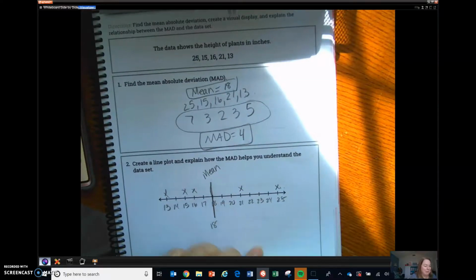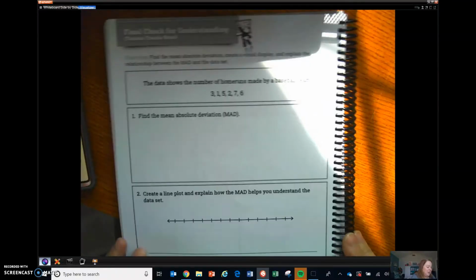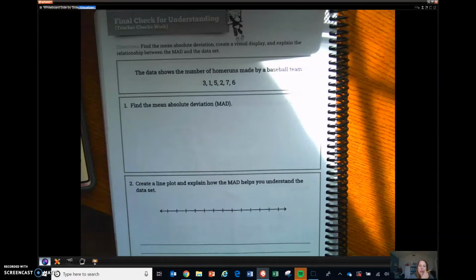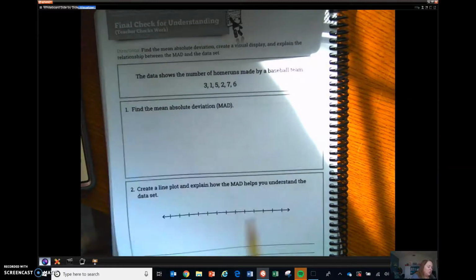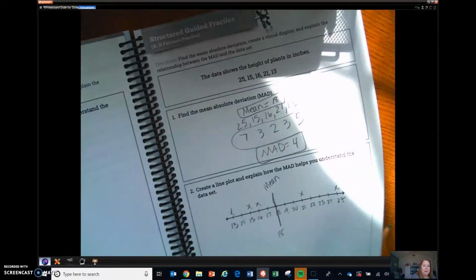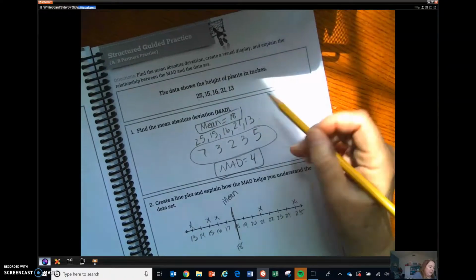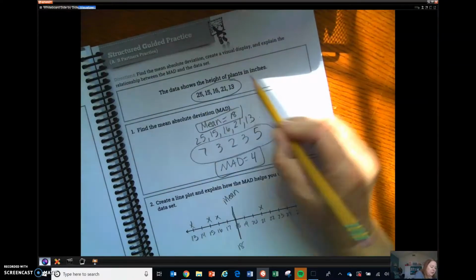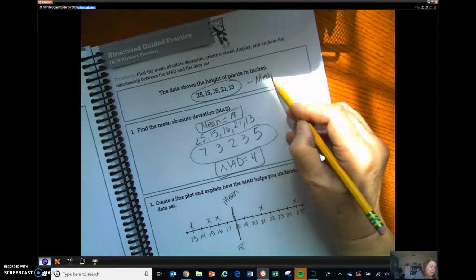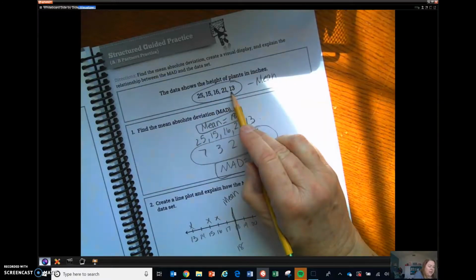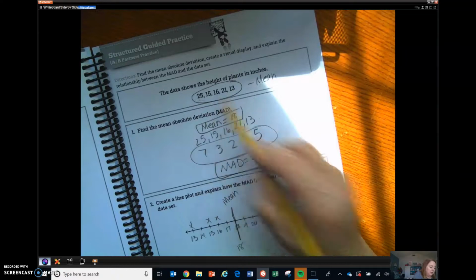This will get easier, just bear with me. So today's final check for understanding, I will go over this in our meeting tomorrow. If you're not sure, do exactly what I just showed you on this one. Try exactly those steps. You're finding the mean of the data set, which is add all those numbers together, divide by however many numbers there are. There's 5 in this one.